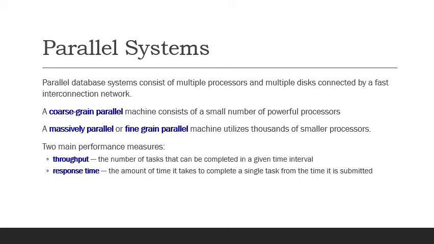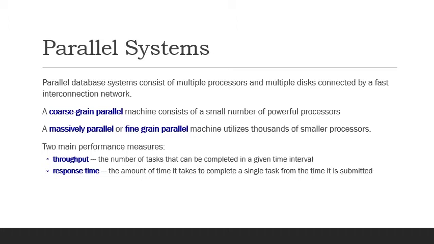Let's see different types of parallel machines. A coarse-grained parallel machine consists of a small number of powerful processes, like a powerful single system workstation, where we have multiple powerful cores. Massively parallel or fine-grained parallel machine utilizes thousands of smaller processes.